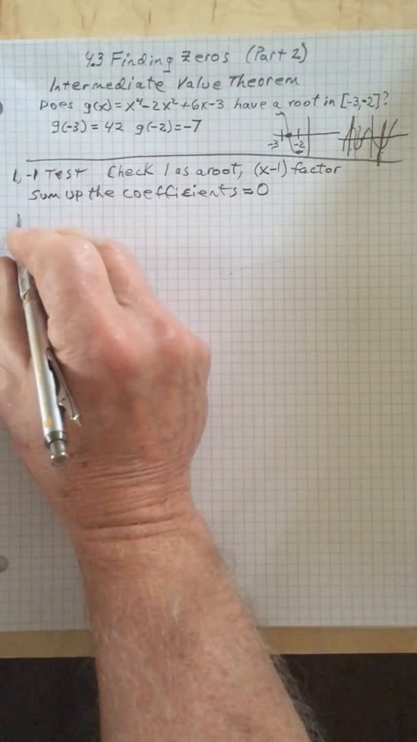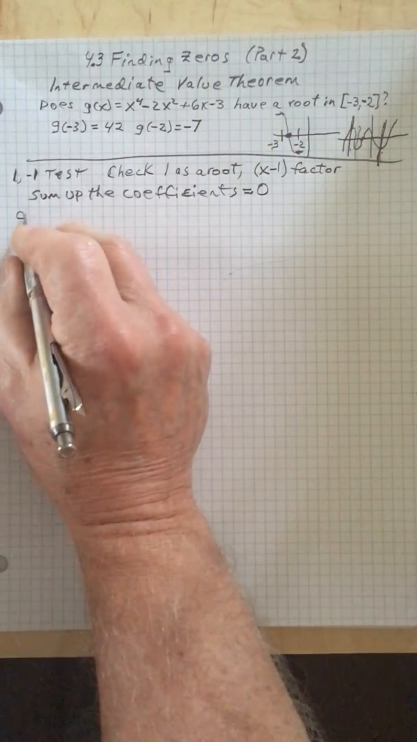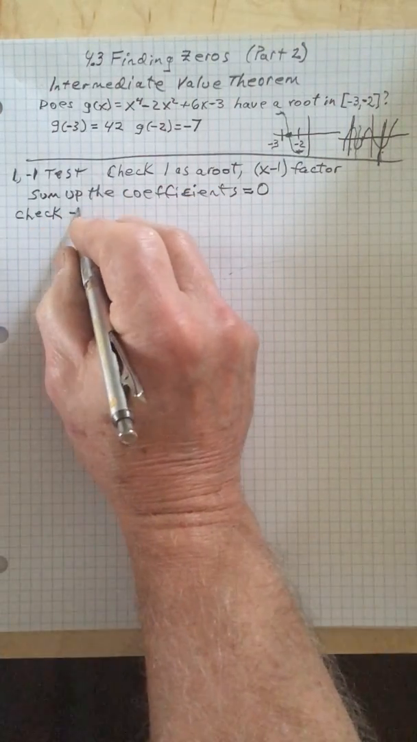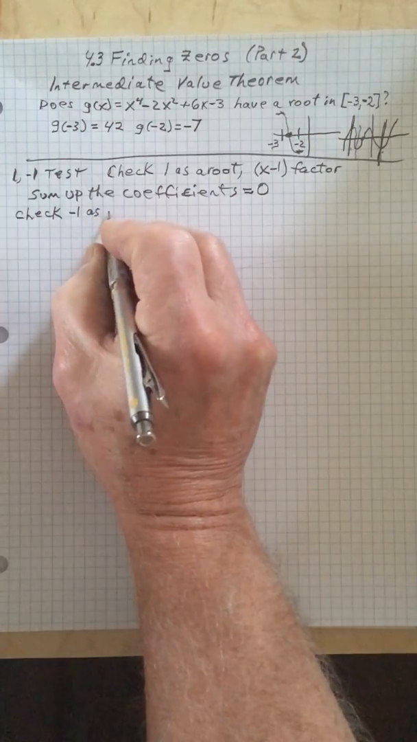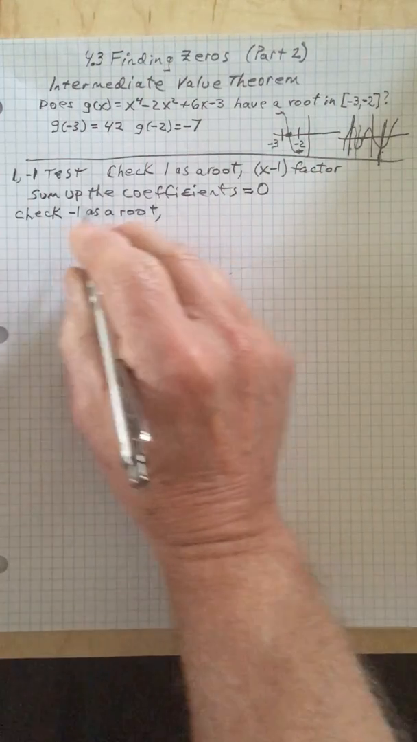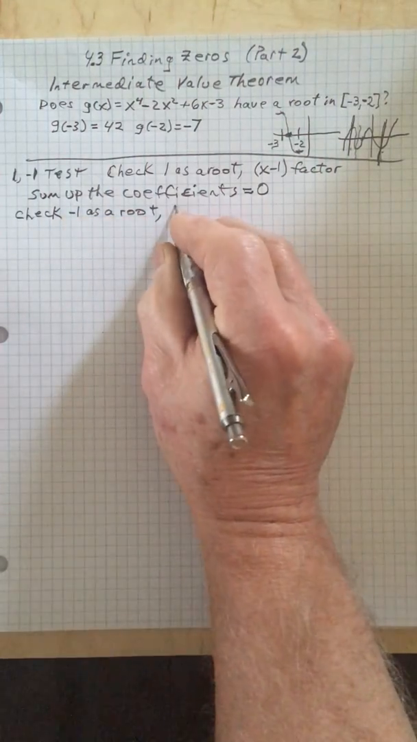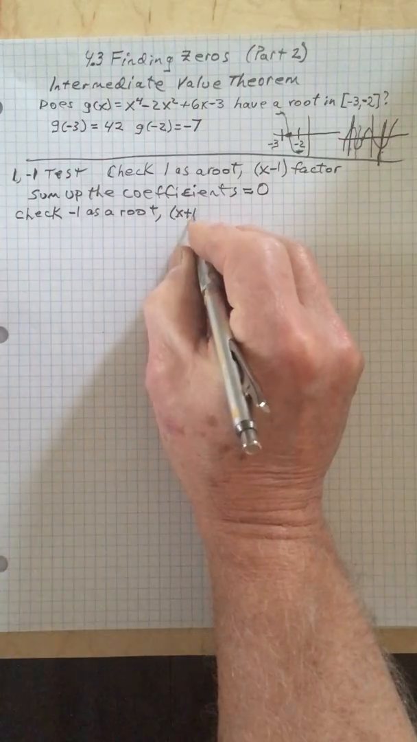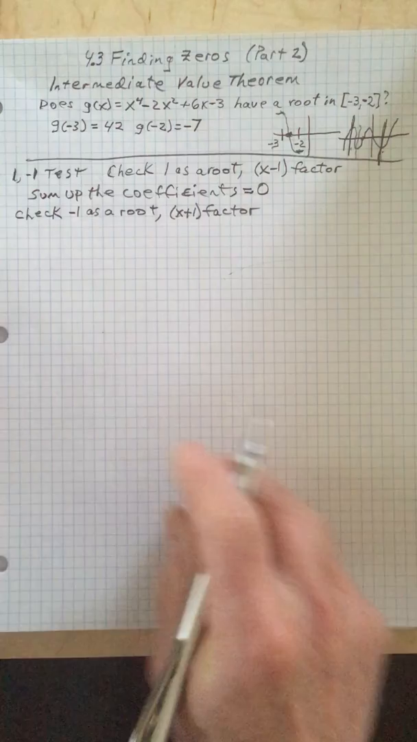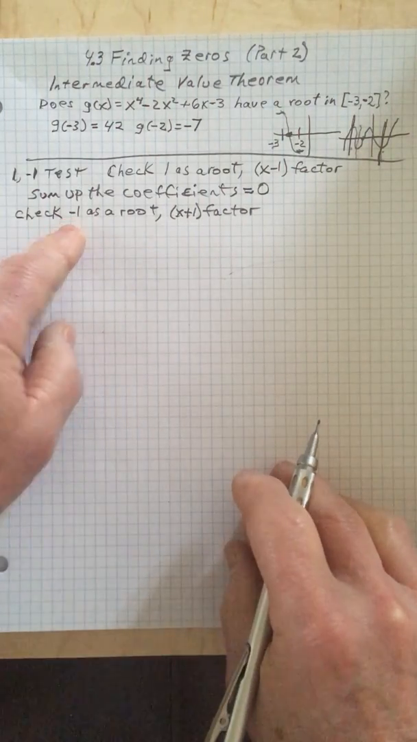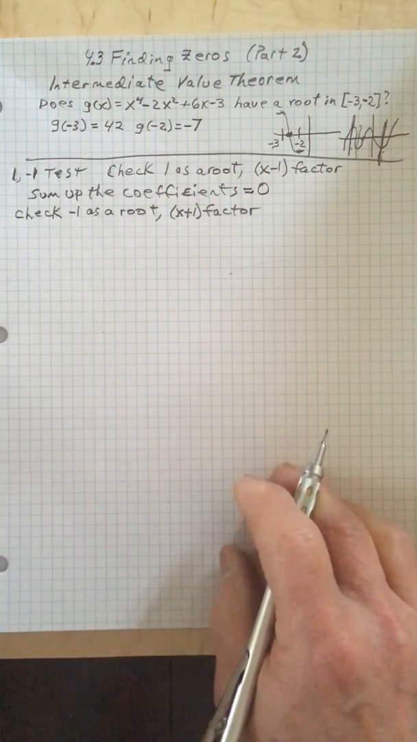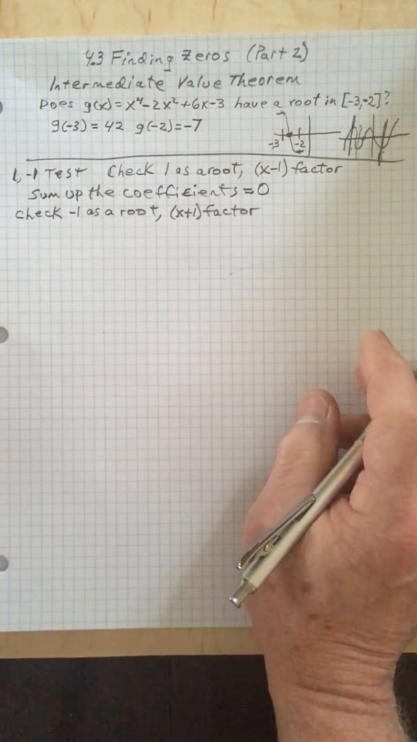How about for minus 1? It's a little bit more difficult, but not too bad. Check minus 1 as a root. And again, what would that be as a factor? It would be x plus 1. So this next test would give us a root of minus 1, or if we want, we could write it as a factor of x plus 1, and we found a factor if the test works.